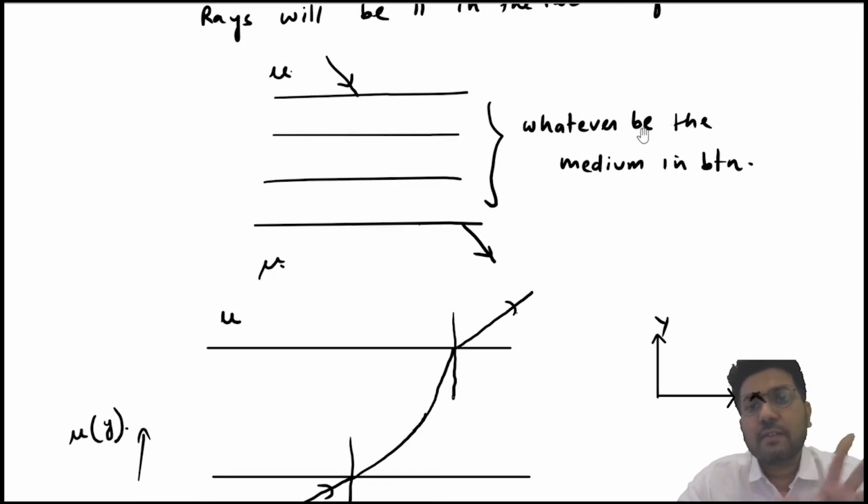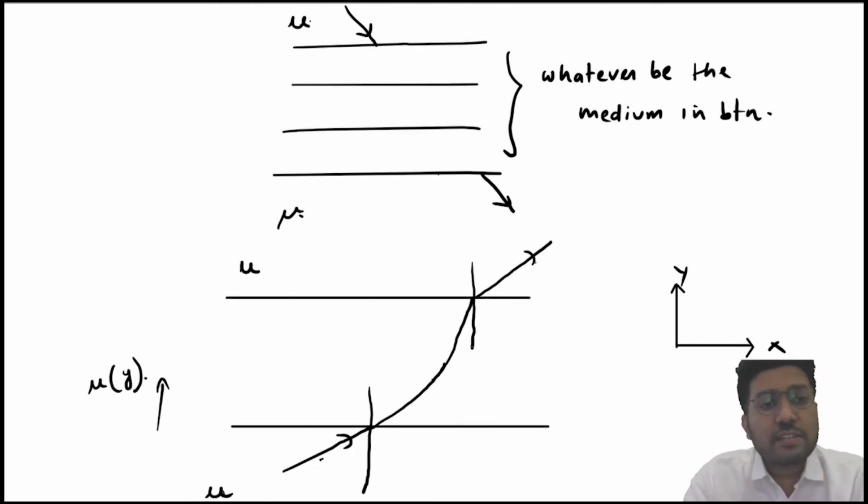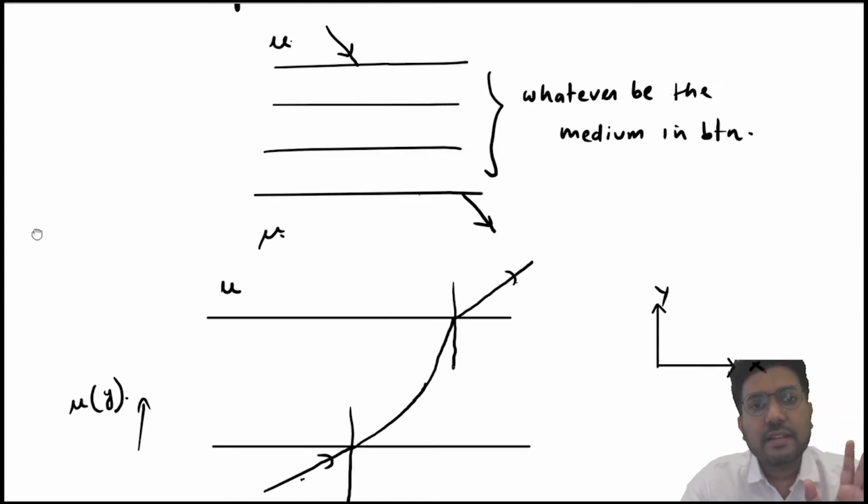But I have written here, whatever be the medium in between, we don't care. Just the interface has to be parallel, that's it. If the interface is parallel, in that case, if two media have the same refractive index, the rays will be parallel in both the media. This is always valid in case of parallel interfaces.